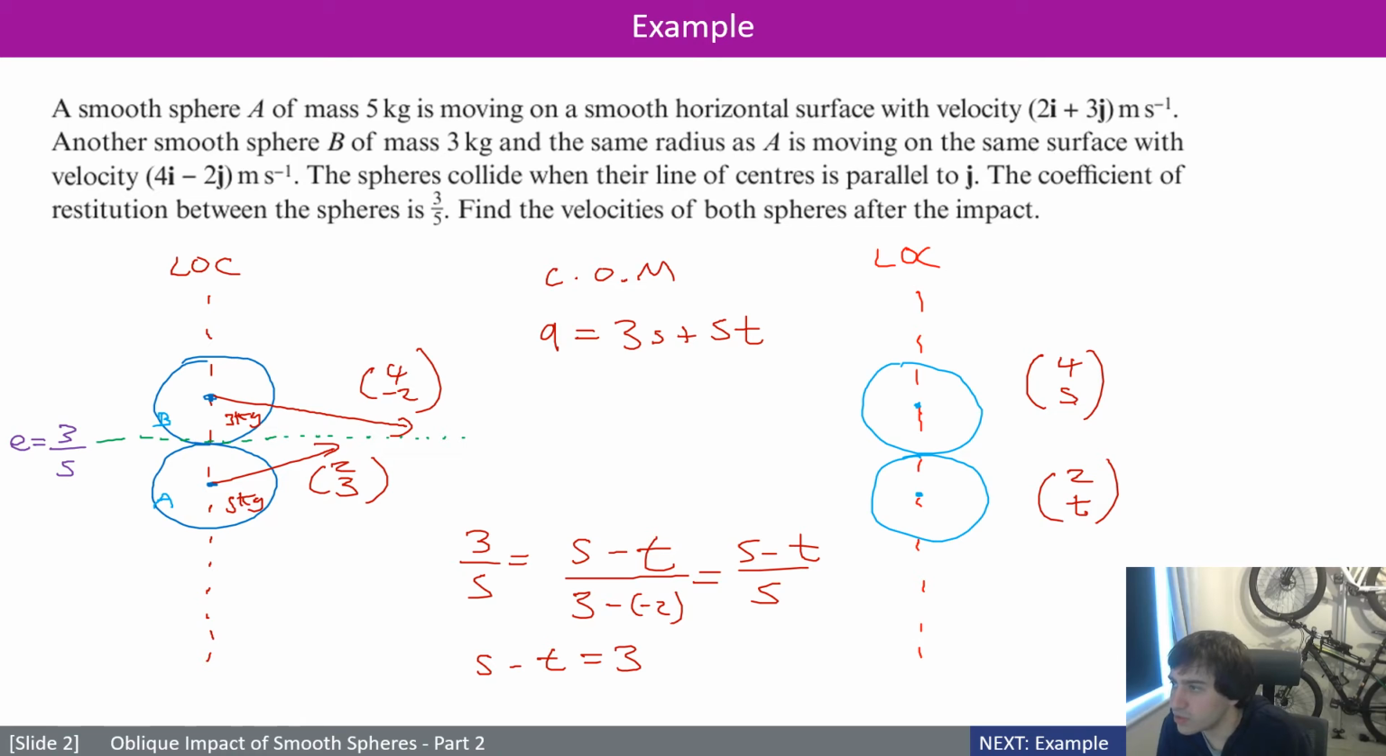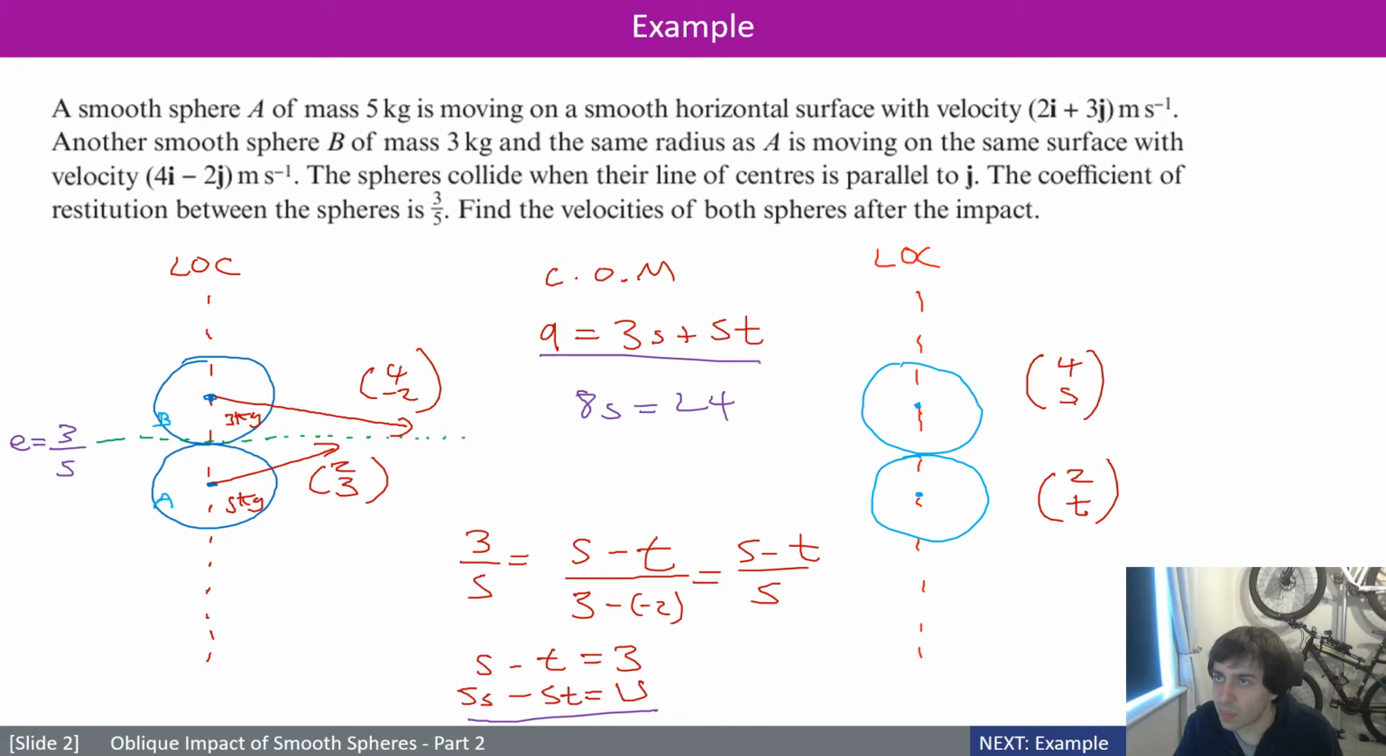Okay, so then we can do some solving. Let's change that s minus t equals 3 to 5s minus 5t equals 15. Let's add those two purple ones, and we get 8s equals 24, which tells us s equals 3. And if s equals 3, then by this one I've underlined in green, t must be equal to 0. Okay, so we've done it.